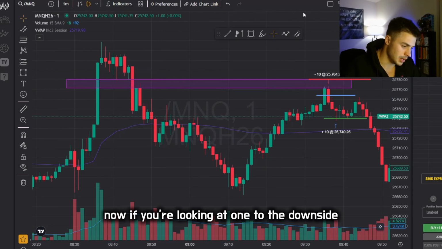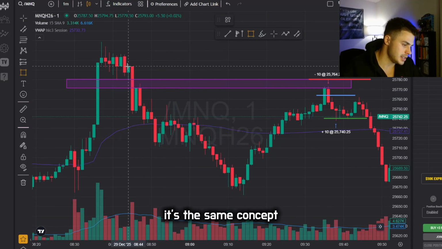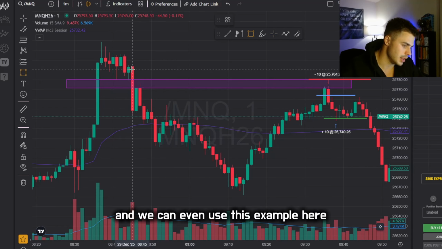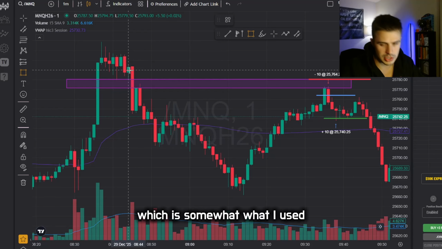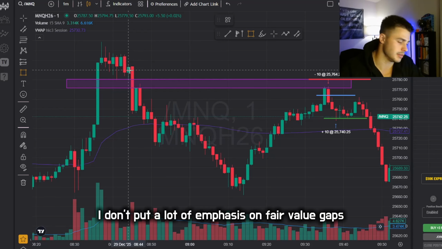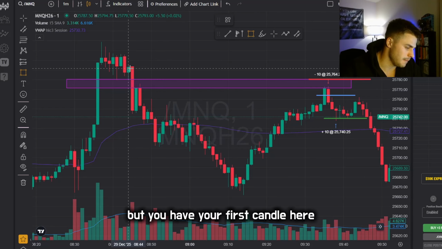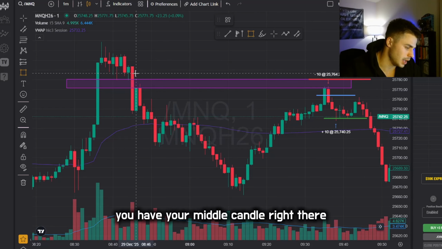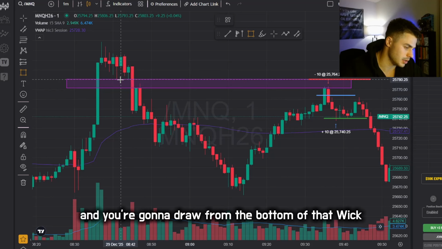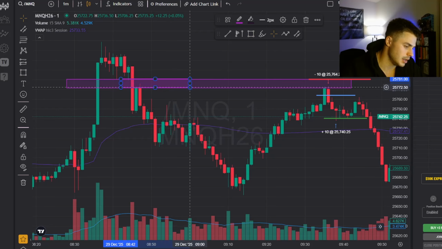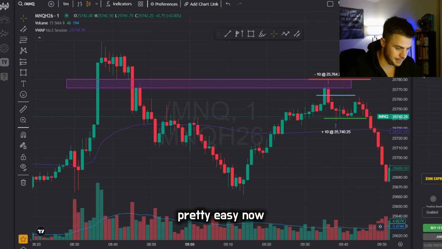So that is considered a fair value gap. Now, if you're looking at one to the downside, it's the same concept. And we can even use this example here, which is somewhat what I used. I don't put a lot of emphasis on fair value gaps, if I'm being honest. But you have your first candle here. You have your middle candle right there, and then your third candle, and you're going to draw it from the bottom of that wick and the top of this wick. Fair value gap. Boom. Pretty easy.